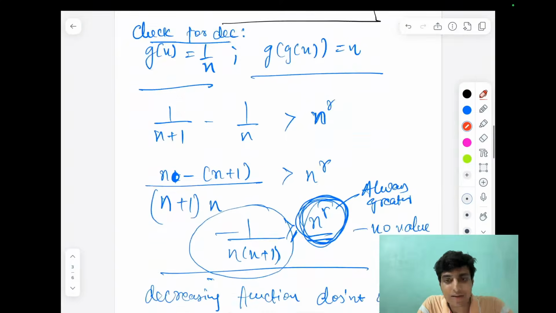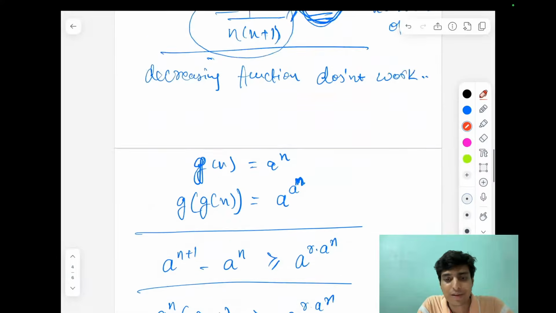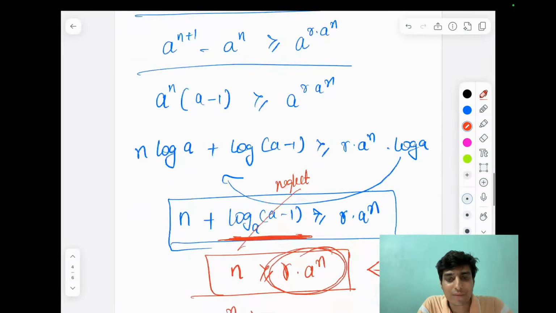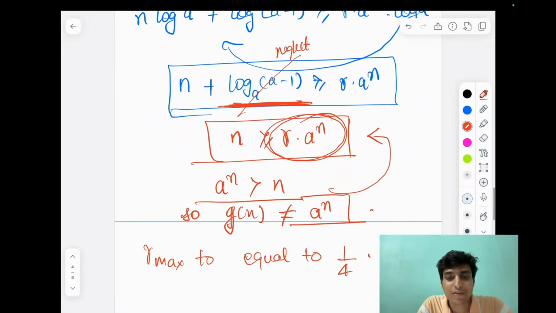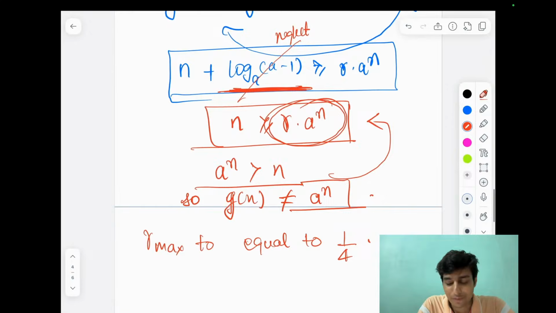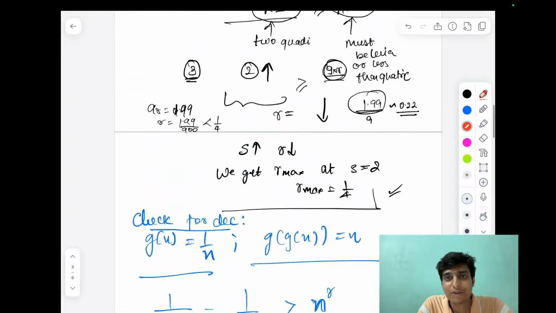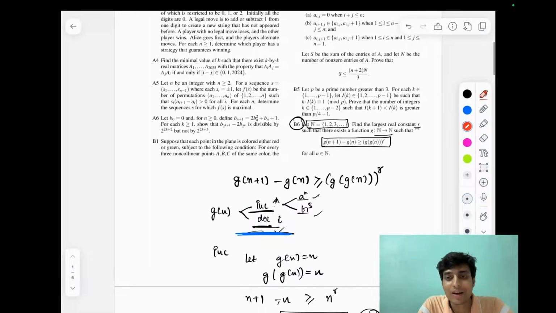Then we checked for the decreasing function, the function does not hold true, and then we went on to check a to the power n, and we came to know that it does not hold, so our max value comes out to be 1 upon 4. So the maximum value this r can attain in the given condition and the given domain is 1 by 4 only. Remember, this problem does not say that n goes beyond 0; the domain starts with 1.